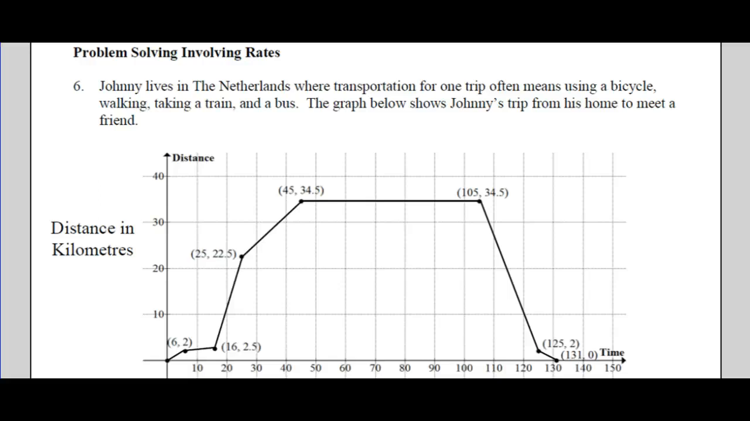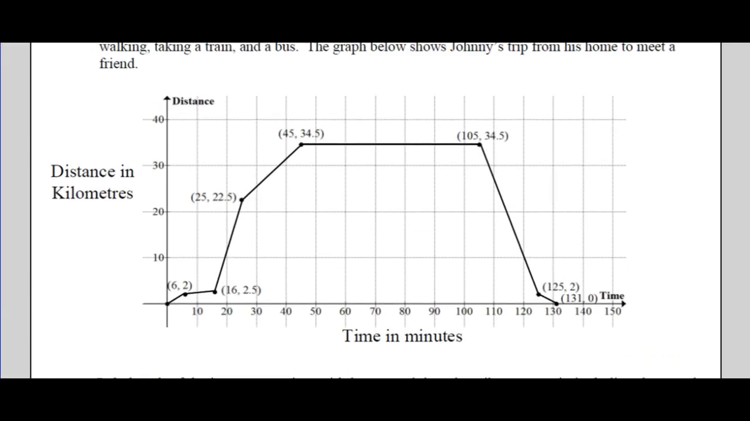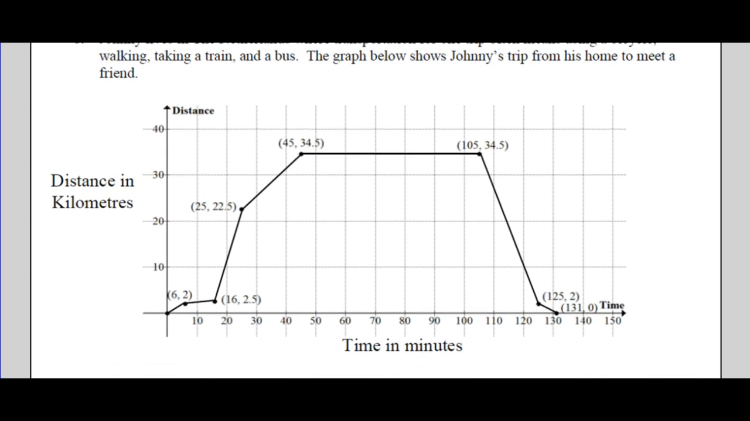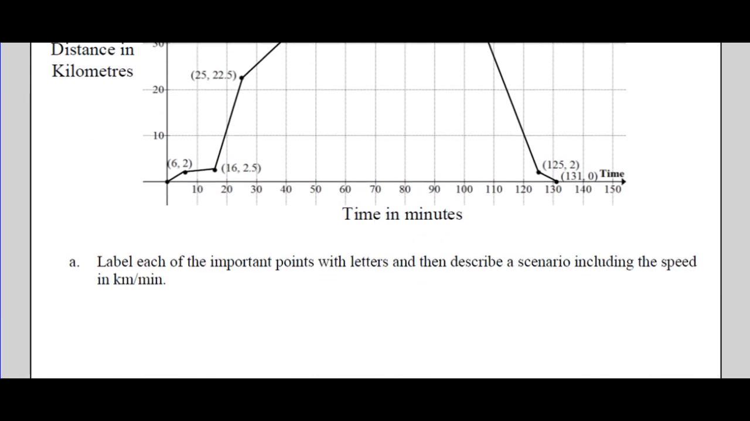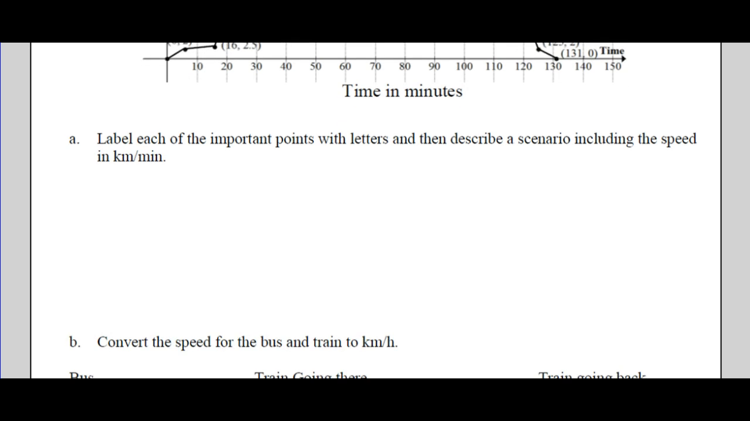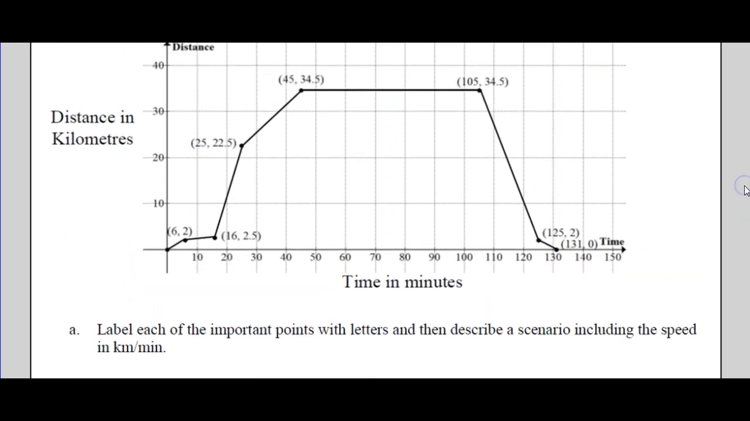Problem solving involving rates. Johnny lives in the Netherlands, where transportation for one trip often means using a bicycle, walking, taking a train, and a bus. The graph below shows Johnny's trip from his home to meet a friend. So we have distance in kilometers and time in minutes. Label each of the important points with letters, and then describe a scenario including the speed in kilometers per minute.